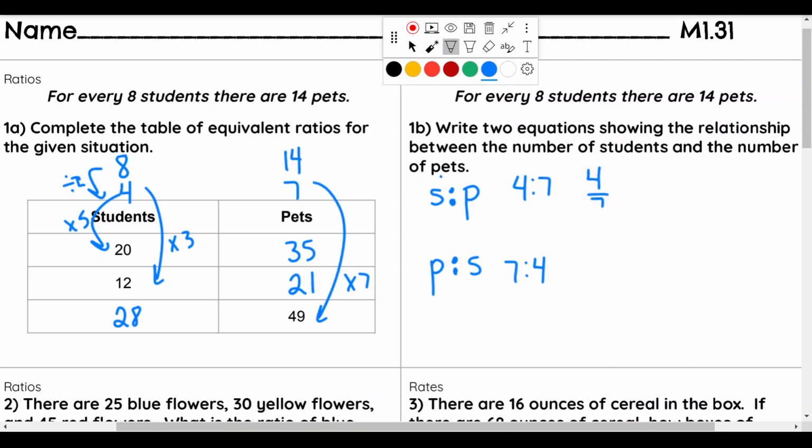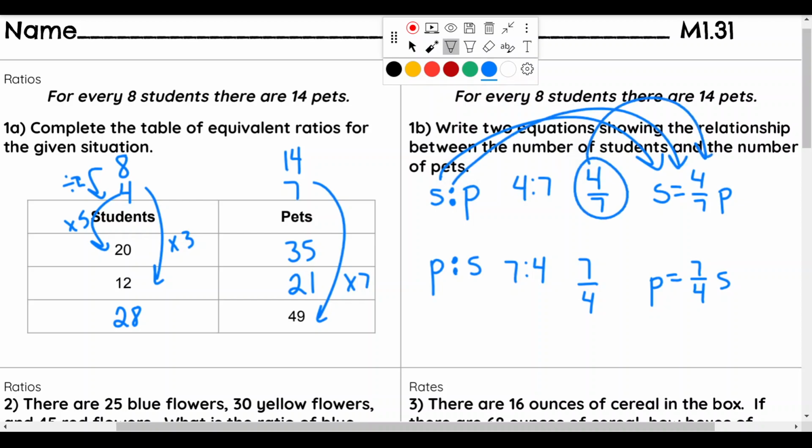Turn these into fractions, ratio values, so I can perform operations with them. The students are 4/7 of the pets. The pets are 7/4 of the students. So here is students equal to 4/7 of the pets. And I did the same thing on the next one, so I won't draw all the fun little arrows.